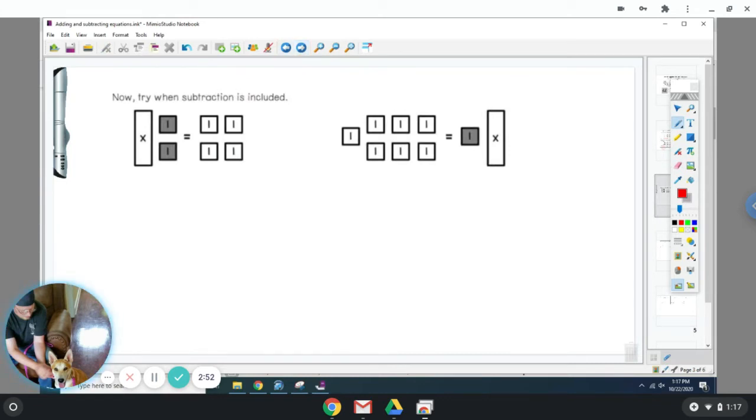Okay, so now you try. We're going to try with subtraction. So this is x minus 2 is equal to 4. So we're going to draw our line. So the opposite operation of minusing is adding. So we're going to be adding 2 to the left and the right side. So 4 plus 2 is 6. So my answer is x equals 6.